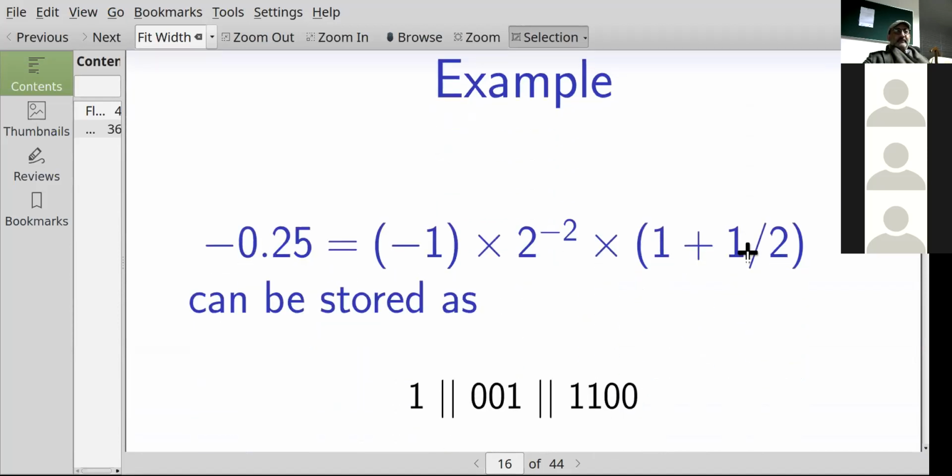Okay, so here's an example. Minus 0.25, if I think in terms of powers of 2, well, there's a minus sign, times 2 to the -2 times 1 plus 1/2. So now how do we store this? The -1 is stored as a 1 in the sign bit. Now what's the exponent? It's 2 to the -2.